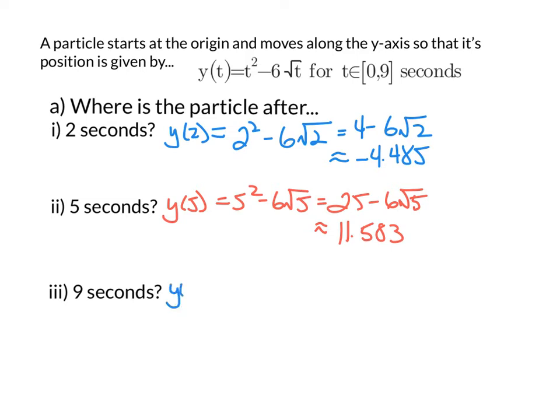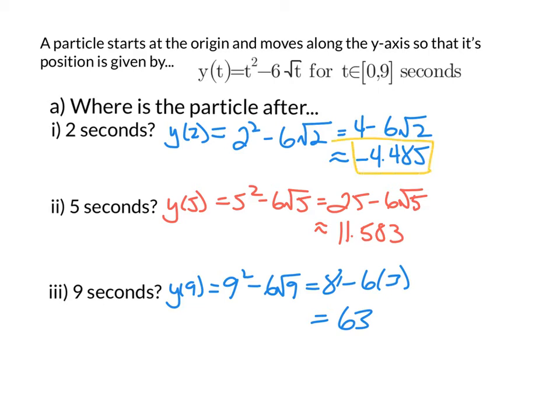So y of 9 is 9 squared minus 6 square root 9, or 81 minus 6 times 3, which will give us 63. So real quickly, what we notice is that the particle is starting at the origin, and then initially it goes down to a negative number, and then somewhere it turns around and continues to go positively.